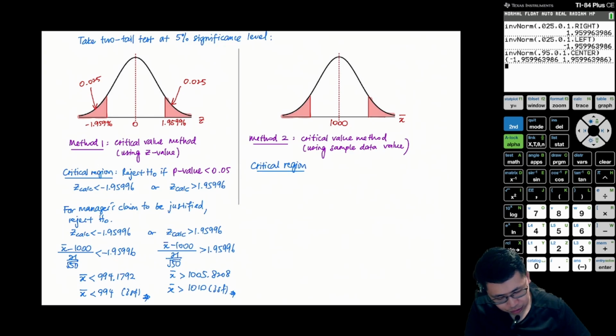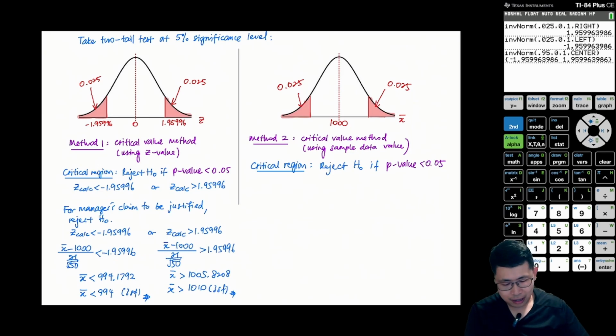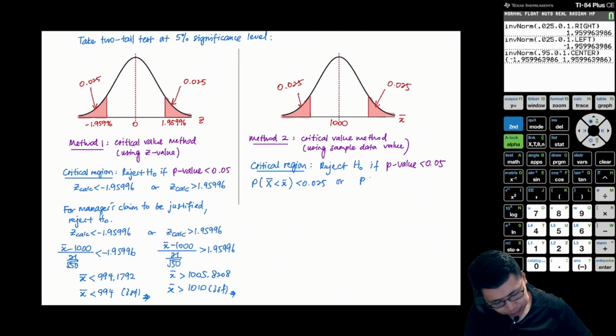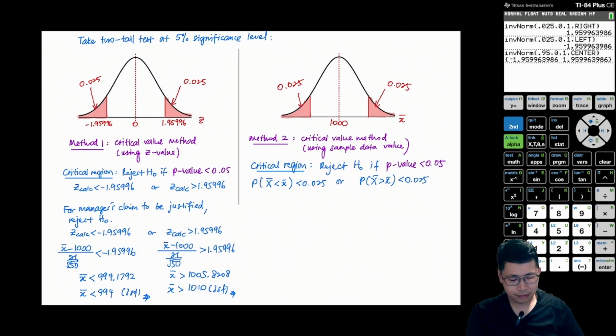We can state our critical region, and the critical region corresponds to these two areas being 0.025 each, 2.5%, which makes up to 0.05. So the critical region over here, we will reject our H naught if, same thing, the P value is less than 0.05, which means that the left tail is less than 0.025, or the right tail over here is also less than 0.025.